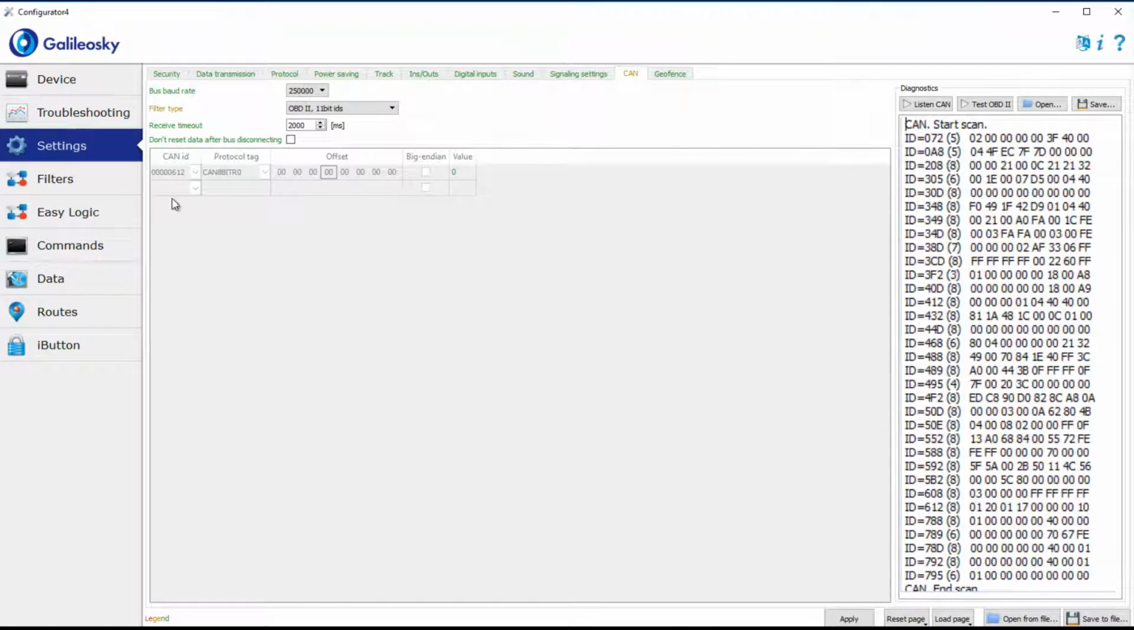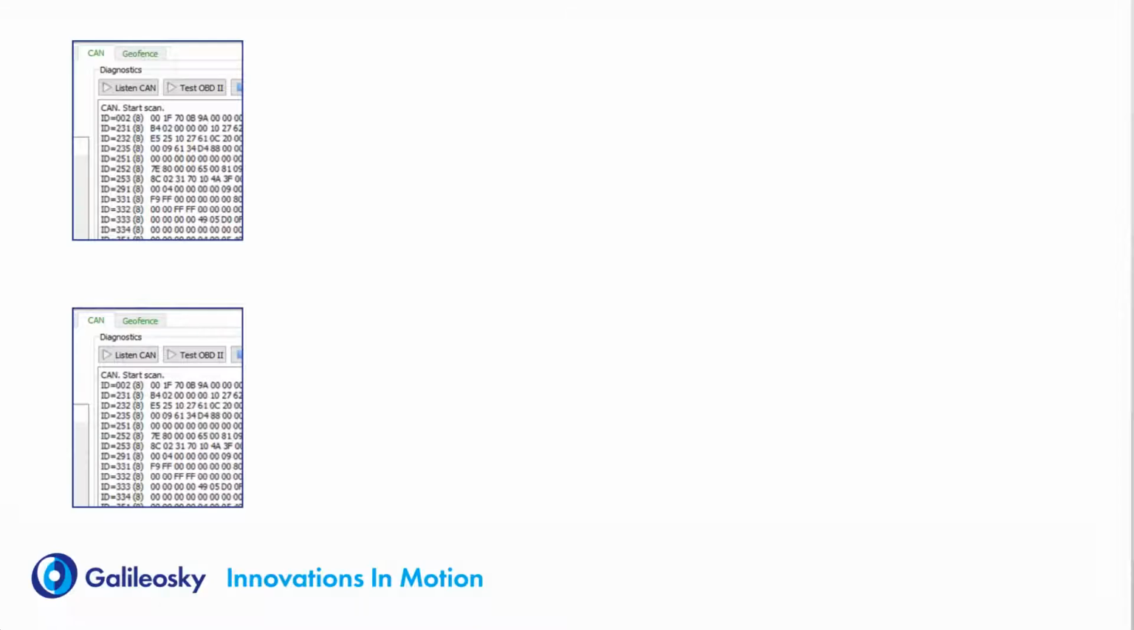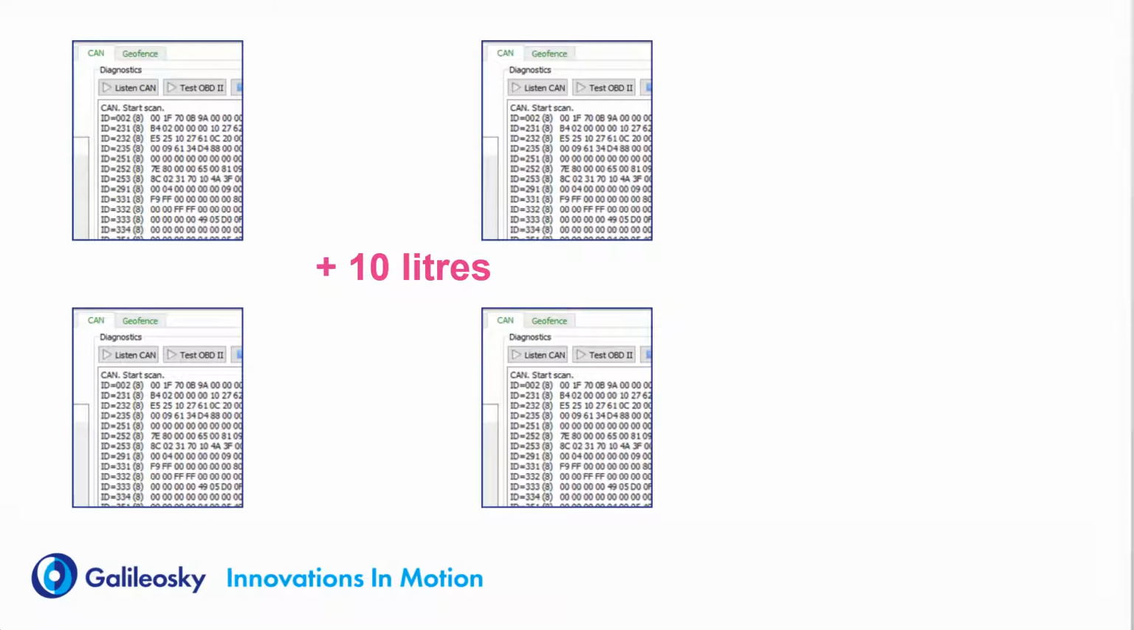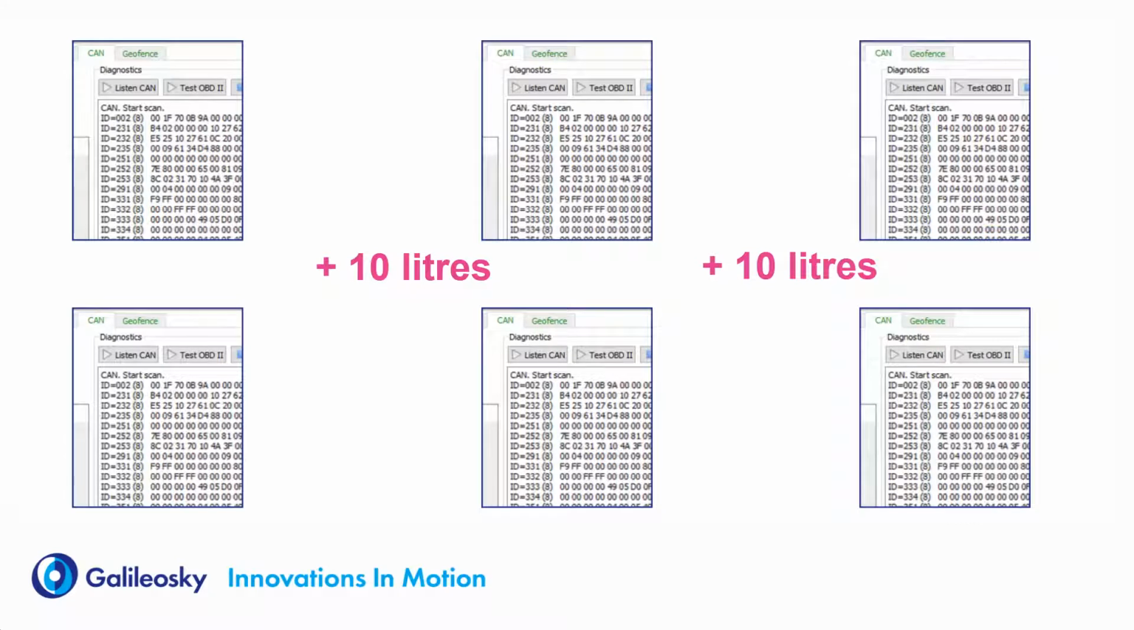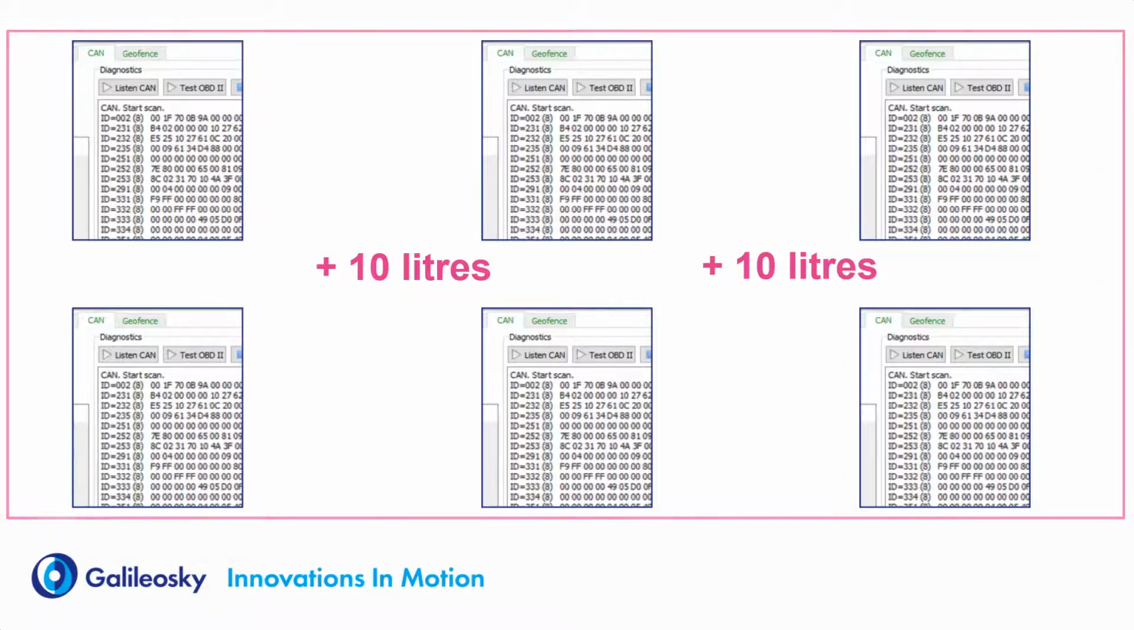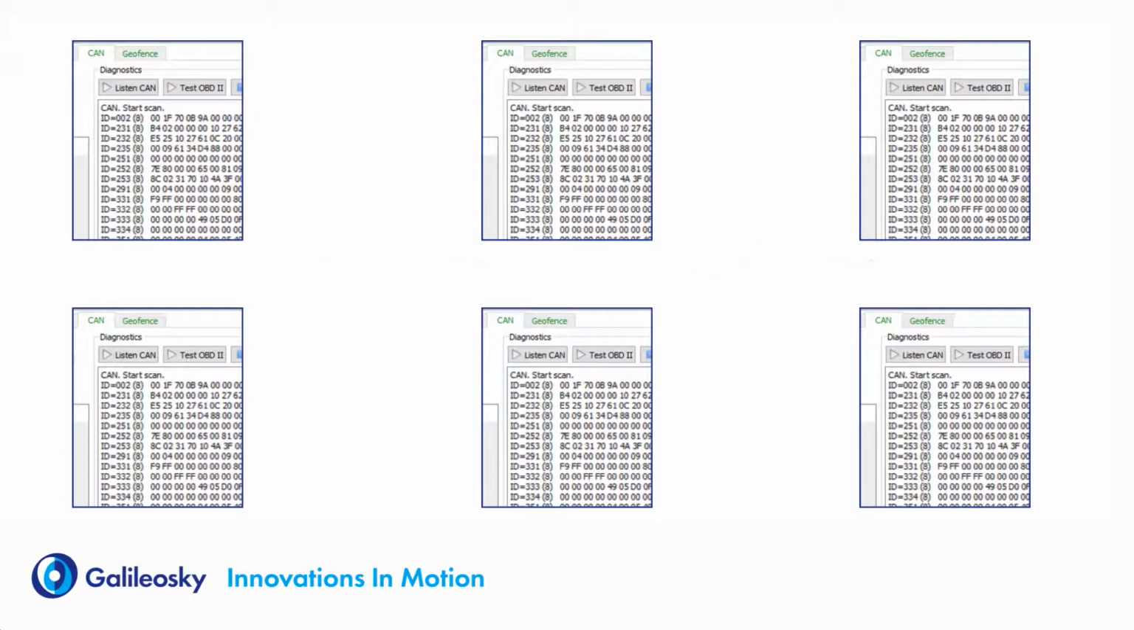Fill 1/4 of the fuel from the whole tank volume. In our example, it will be 10 liters. Again, listen CAN 2 times and save the data to a file. Then, add another 10 liters of fuel in the fuel tank and repeat the operation of CAN bus listening. We've got 6 files altogether.